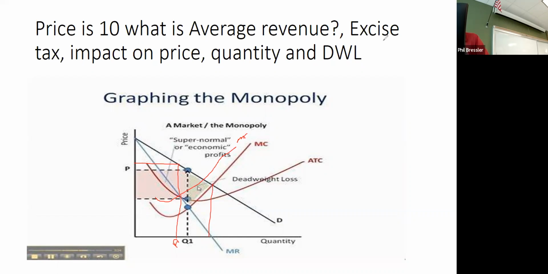Okay. All right. And then Nick also made the point, and that's true, ATC would then have to shift up. So for an excise tax or a per unit subsidy, you shift MC and ATC. For a lump sum tax or a change in fixed costs, you just shift the ATC. Any questions on this before we go forward?